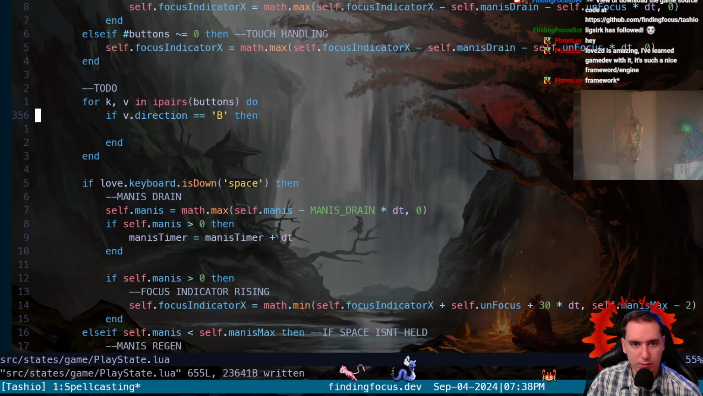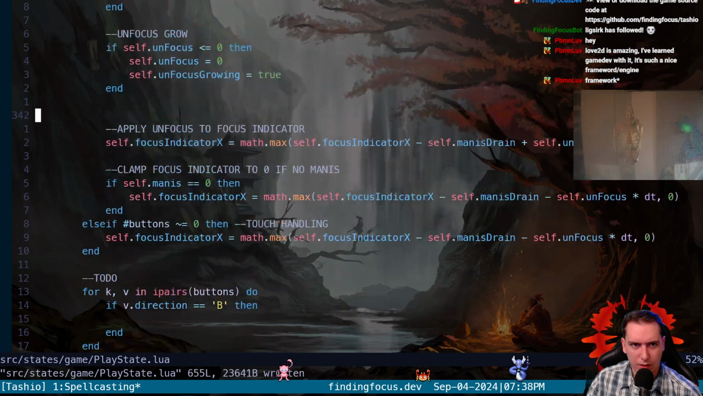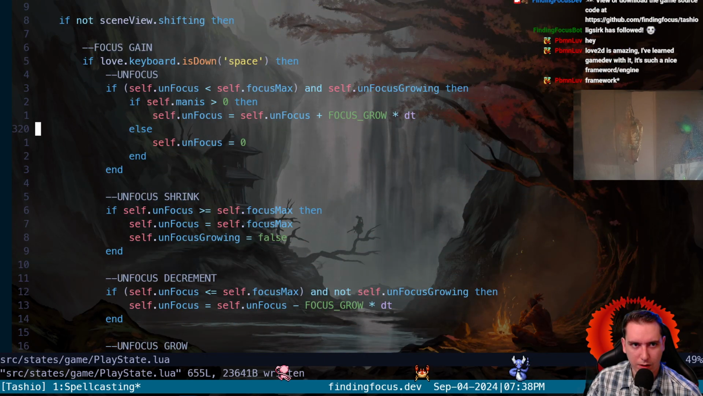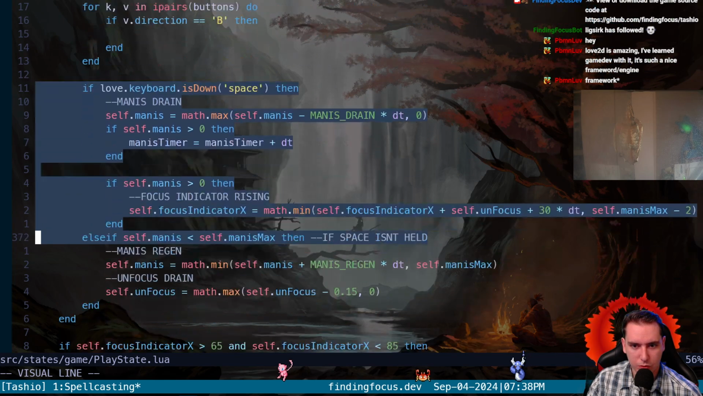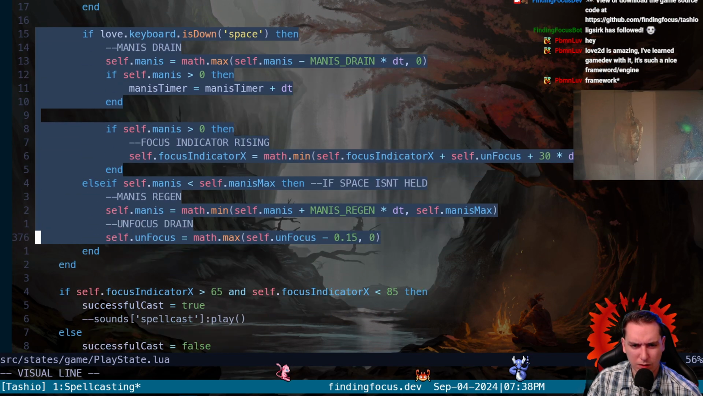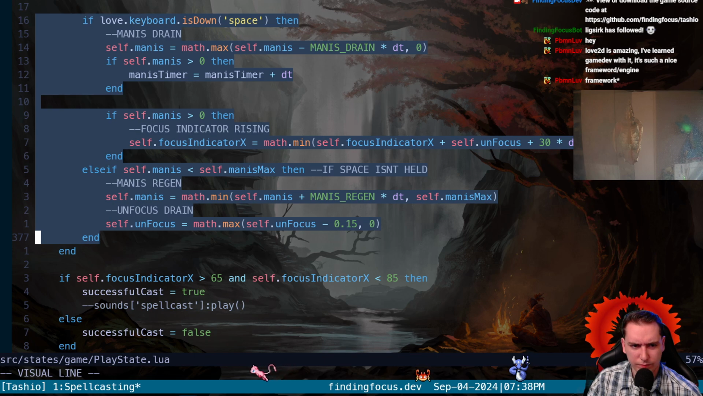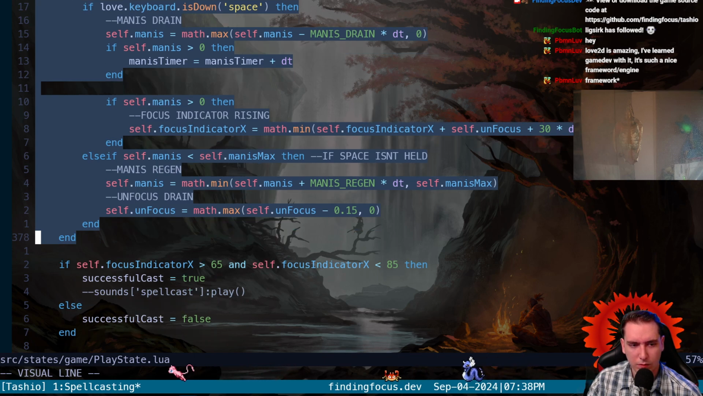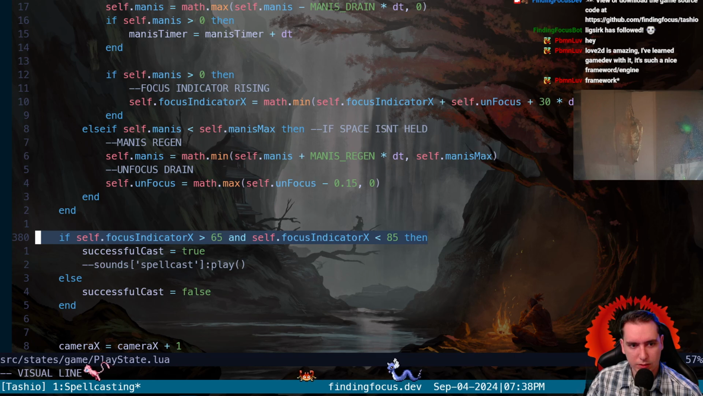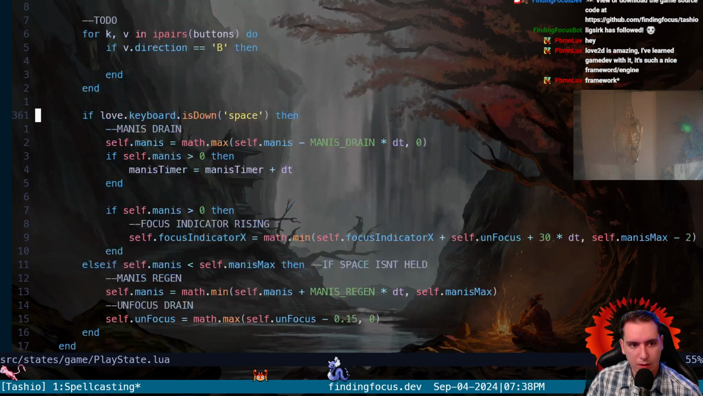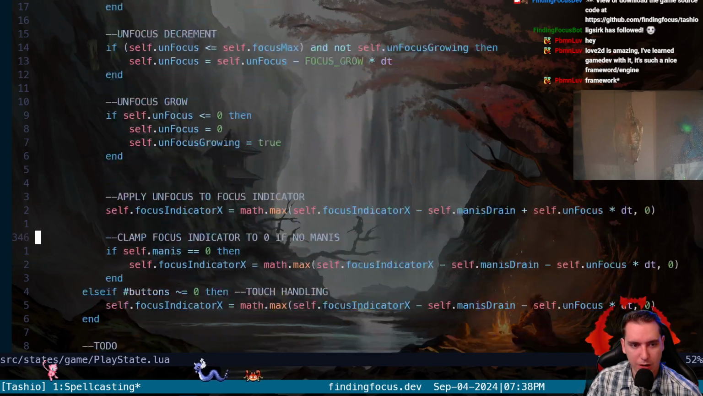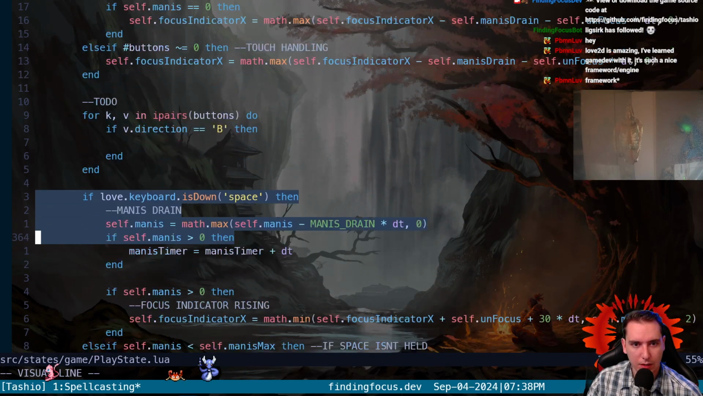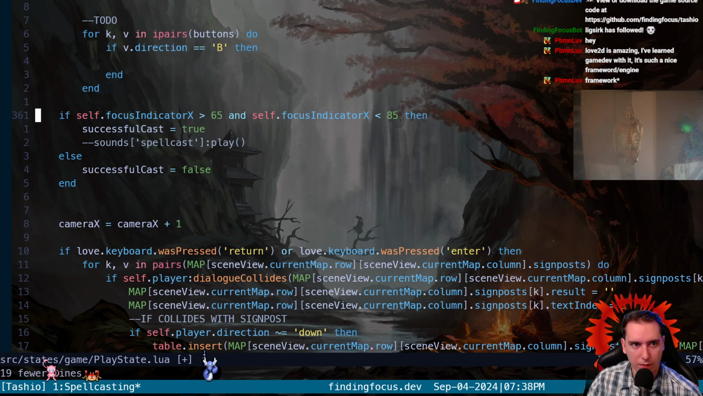Why are we doing this again? Monostrain. This might be the result of... Okay, let's just get rid of this. I think this is duplicating our efforts here. Now, where is this successful spellcast? Is that inside? It's inside the not scene view shifting block, so we should be able to get rid of this space block here.